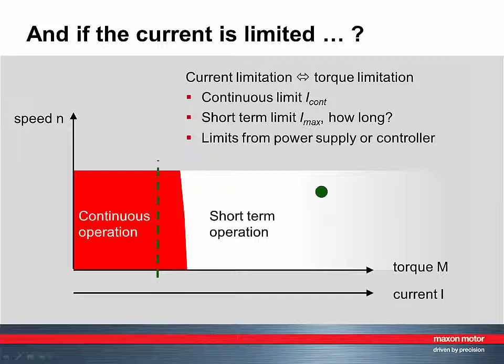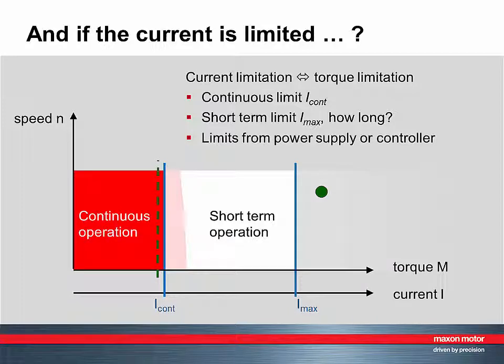And now we can also understand what happens if the current is limited. Power supply or controllers have usually some current limitation. As we know now, this results in torque limitation. As a consequence, the continuous and short-term operating ranges might be restricted at the right. Load operation points that could easily be handled by the motor might not be achievable anymore due to the lack of current.